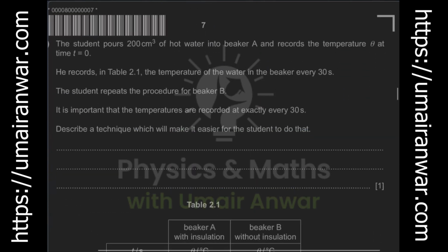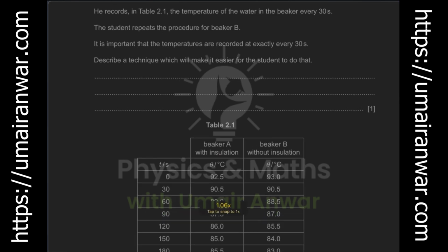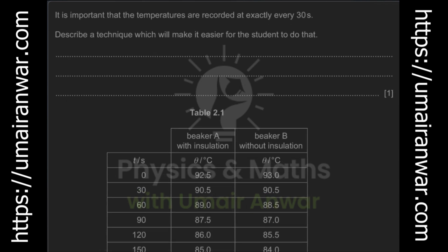Okay, the next part says the student pours 200 centimeters cube of hot water into beaker A and records the temperature theta at time is equal to 0. He records in table 2.1 the temperature of the water in the beaker every 30 seconds. The student repeats the procedure for beaker B. It is important that the temperatures are recorded at exactly every 30 seconds. Describe a technique which will make it easier for the student to be able to record the temperature at every 30 seconds.